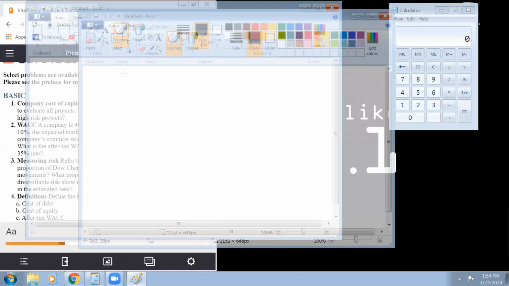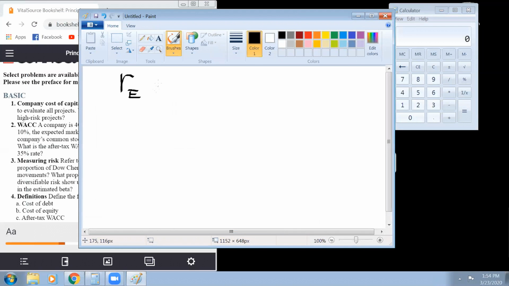The first thing, we're going to calculate the cost of equity, and that's equal to the risk-free rate plus the equity beta times the market risk premium. Oh my gosh, I cannot draw for my life.